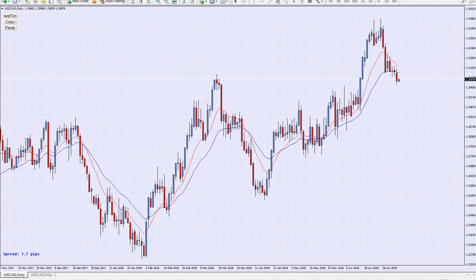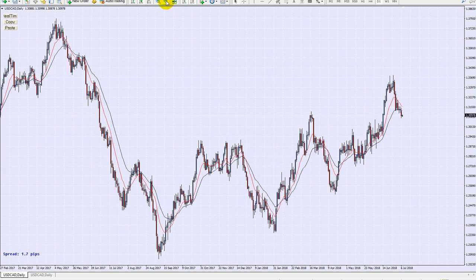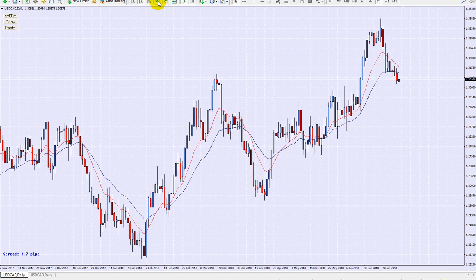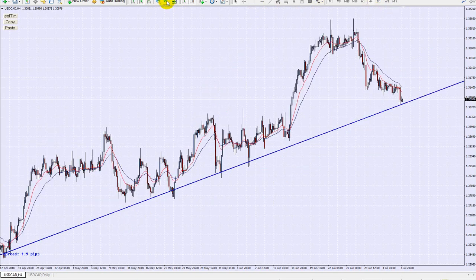USCAD, let's bring the chart forward. Okay, the USCAD is also one which is on the up. I just want to draw a couple of lines and just suss a couple of things out. I don't like that one. Let me just drop into a 4-hour chart here and just zoom out. I just want to see it a bit better.